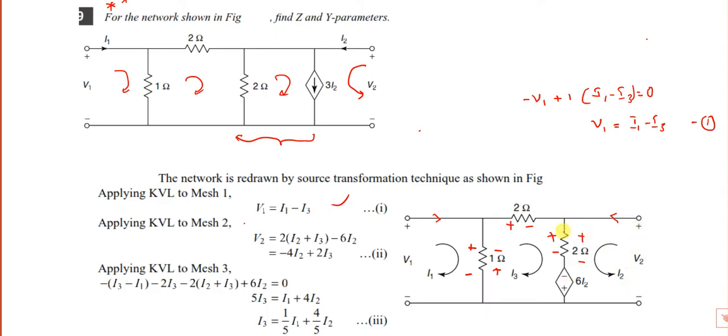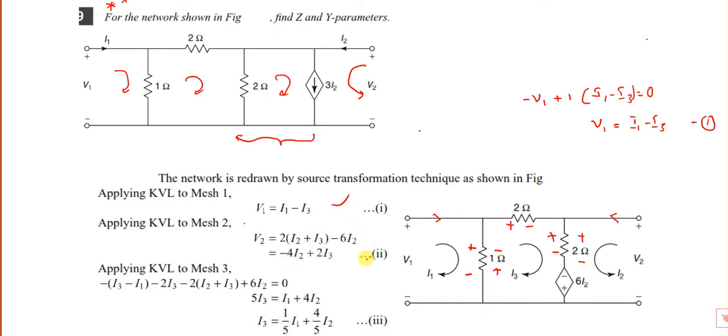This voltage V2 is equal to this parallel voltage. In this parallel voltage, two currents are flowing, I2 and I3, both are down. That current is multiplied by 2: 2 into I2 plus I3. And it's already a voltage source, minus 6I2. So if I simplify this, 2 into I2 is 2I2, minus 6I2, which is equal to minus 4I2. 2 into I3 is 2I3. So it is V2 equal to minus 4I2 plus 2I3.